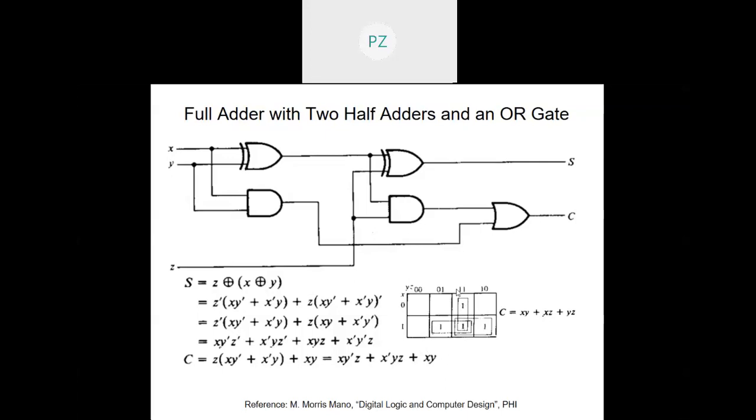So this one comes from this product term, and these two ones come from this product term. So this is nothing but the K-map that we have obtained for the full adder, which in turn will give me C equal to xy plus xz plus yz, as we've already obtained earlier. So this shows that using two half adders and an OR gate, I can realize a full adder as well, right? So that way this is a useful circuit.